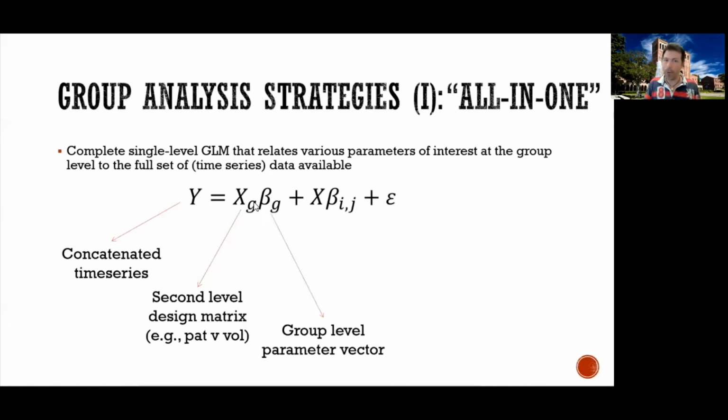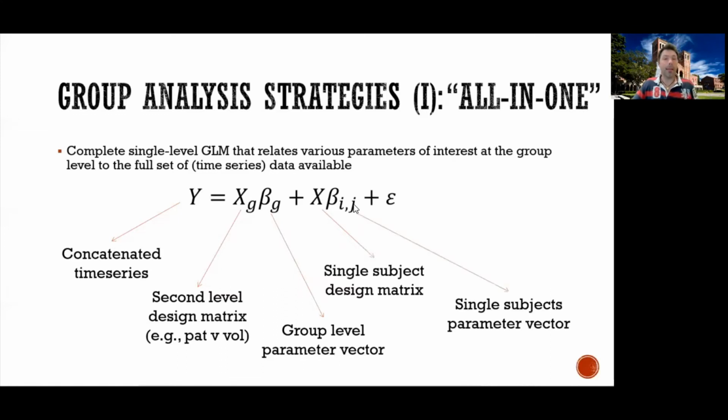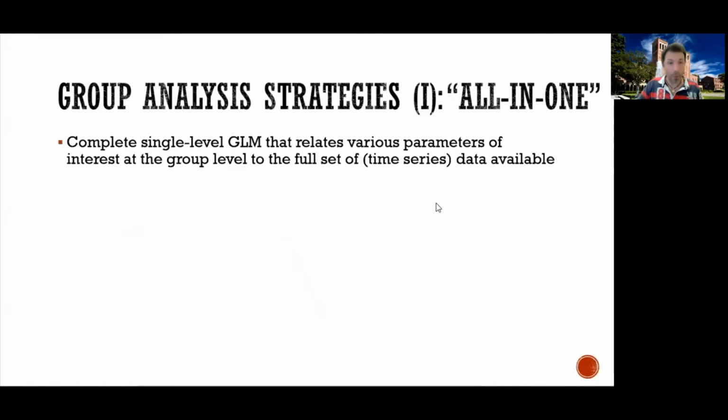Beta G, just like before, is the group level parameter. That's the parameter we're trying to estimate. How big is the effect of something at the group level? So these are the group variables. Then we have the single subject variables. X is a matrix of all the single subjects. Beta ij is the vector of parameters at the single subject level. And then there's an error term. Let me show you what I mean in a graphic way.